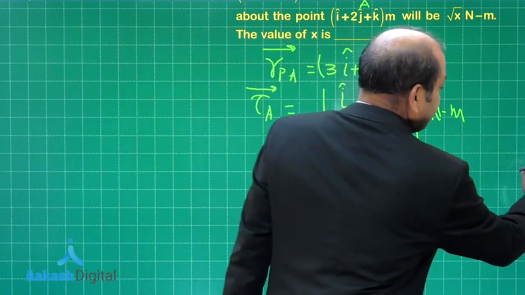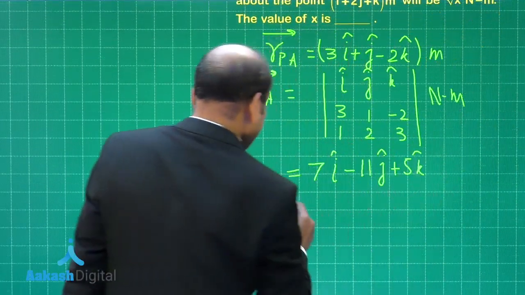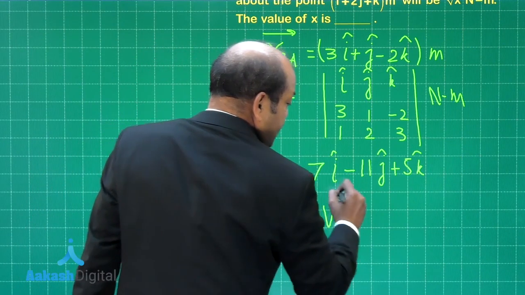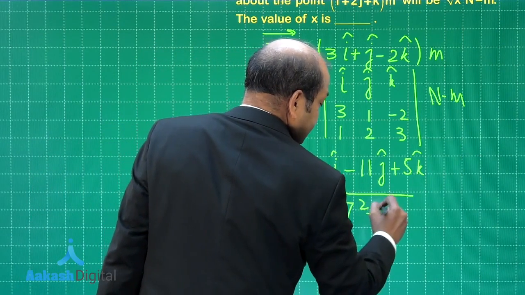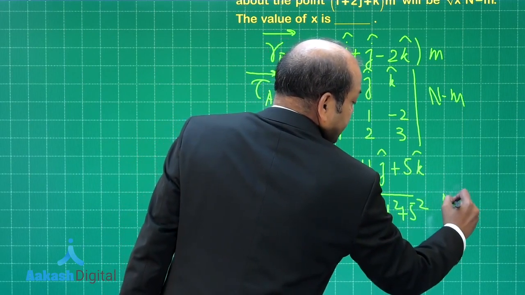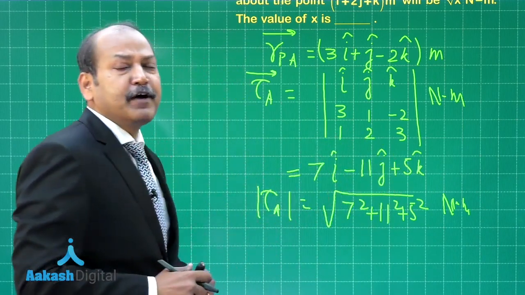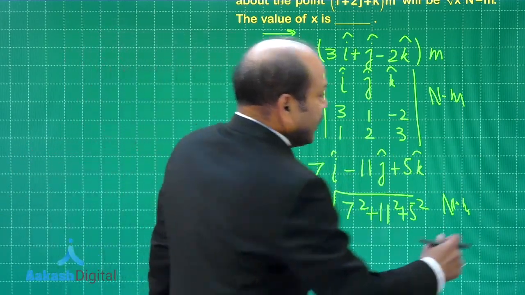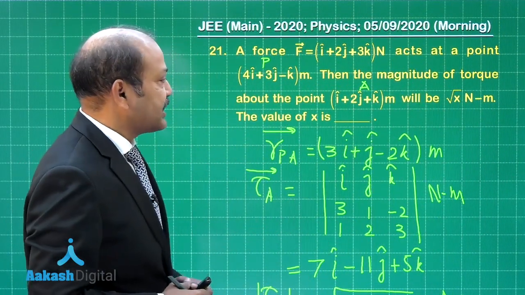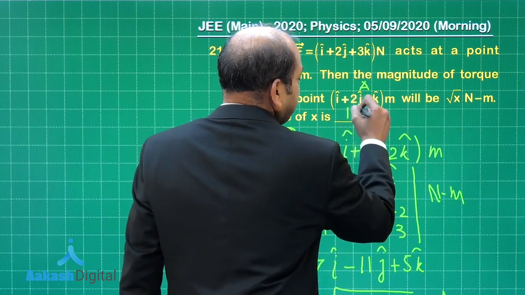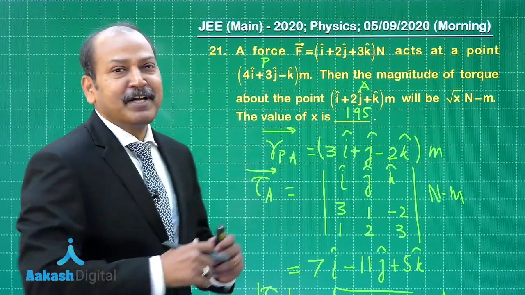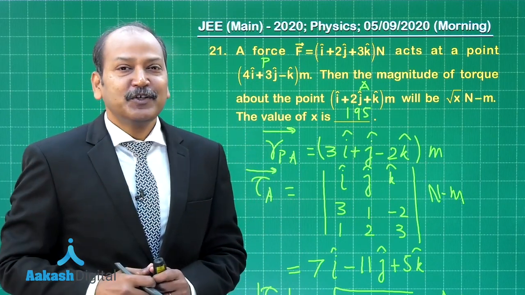Now, we are concerned with the magnitude of this torque. If I just calculate the magnitude of this torque, this is coming out as under root of 7 square plus 11 square plus 5 square Newton meter, and this is in fact root 195 Newton meter. So, now we have to compare root 195 with root x. So, the value of x is 195. So, that means the answer to this numerical type question is 195. We go now to question number 22.